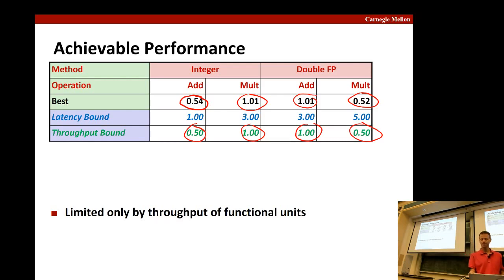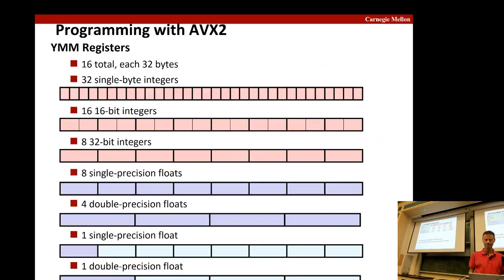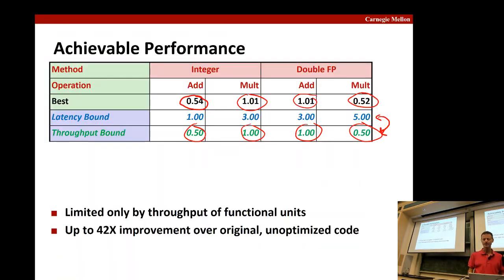And again, these 2 numbers are derived basically from the function units you have and the properties of them. And this is up to a 42x improvement over the original code. Okay. So any questions on that?